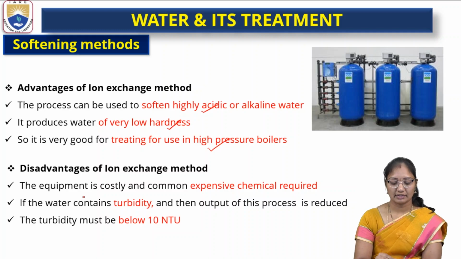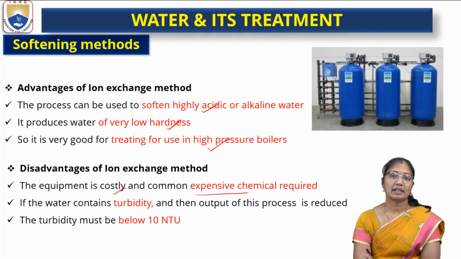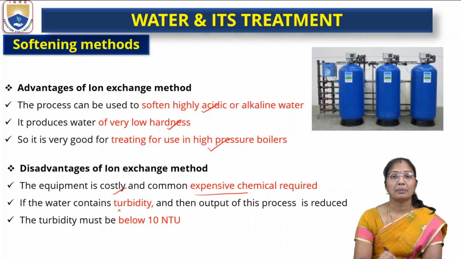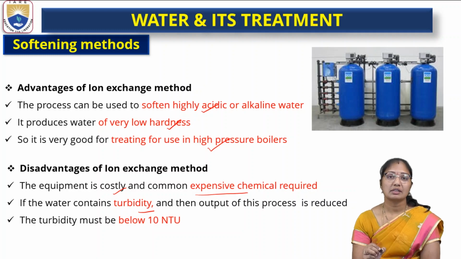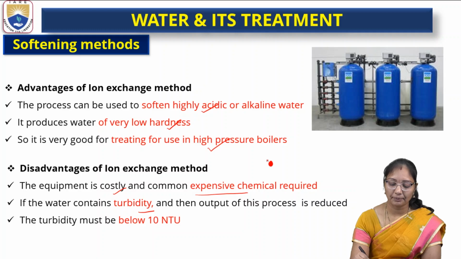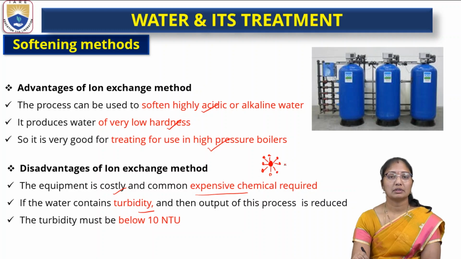So what are the disadvantages? It is costly, and expensive chemicals are required, like mineral acid, sodium hydroxide and resin, all are costly chemicals. If the water contains turbidity, then the active sites present on the column get blocked. So no H plus, no Cl minus, no sulfates or calcium, no magnesium, no H plus, or no OH minus. All the resin pores will be blocked by these turbid molecules.